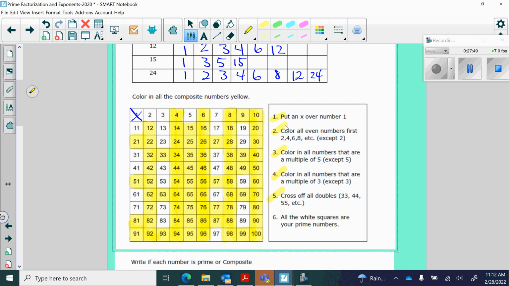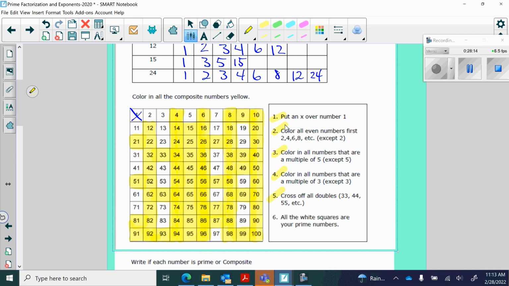So, I'm going to read these numbers very quickly. Just check your chart. Make sure you didn't leave any white that shouldn't be. So I'm reading your white numbers. If you have a number that's white and I'm not reading it, it means you need to color it in. So our prime numbers are 2, 3, 5, 7 in the first row. Next row is 11, 13, 17, 19 should all be white.